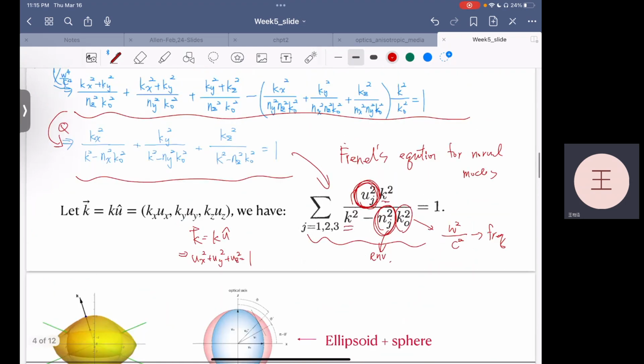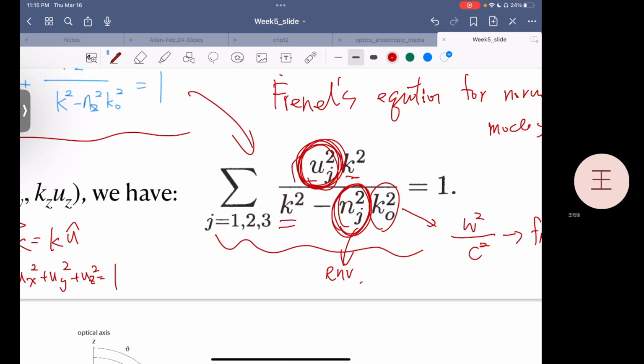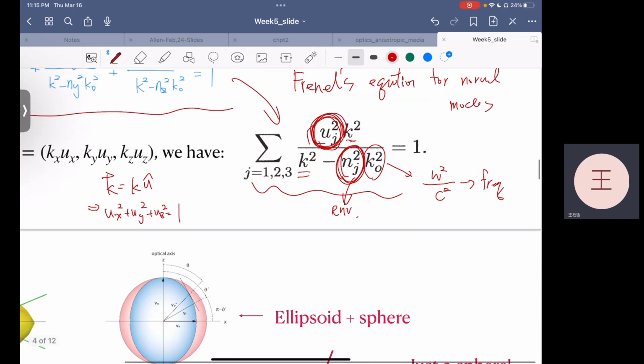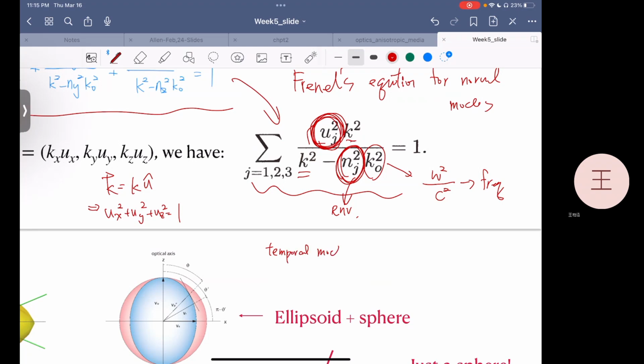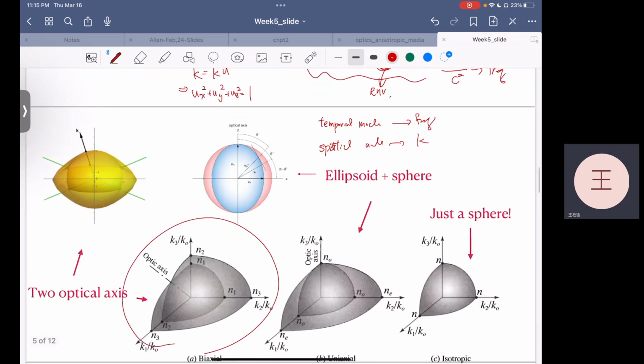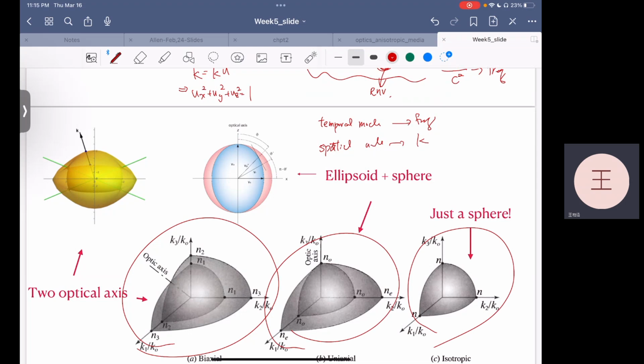So what we see, n is the environment, u is just manipulated by us, which suggests that for a given frequency component, which is the temporal mode, there are multiple spatial modes, which is K. And all the spatial modes construct the K surface.